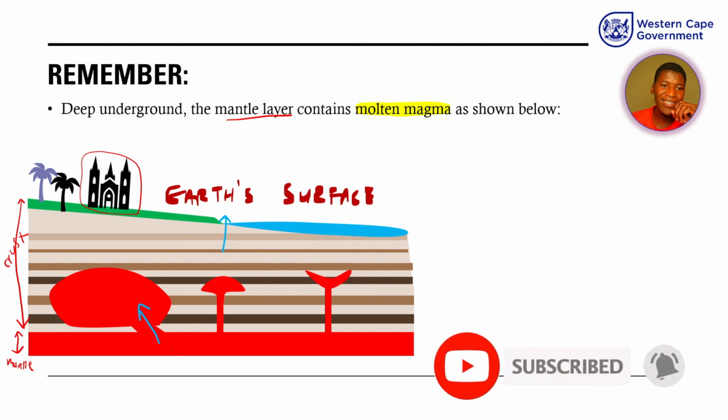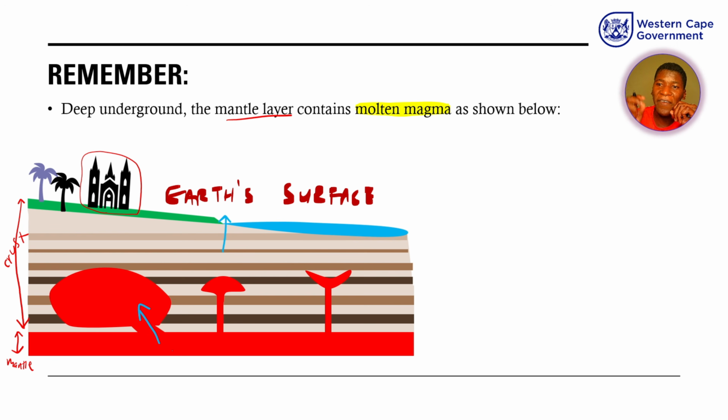So in this case, the same applies for molten magma. The molten magma that we find in the mantle layer of the earth always tries to rise and come up to the Earth's surface, but it can happen that it solidifies or it becomes stiff.